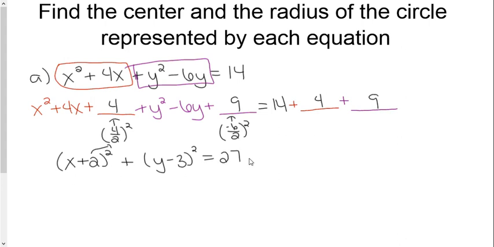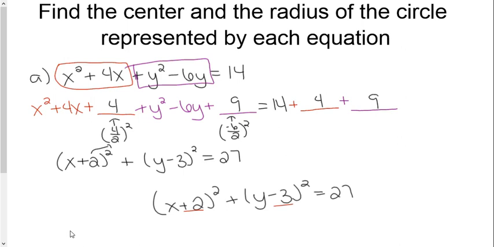So here we have it. Here we have our equation. So our final answer after we're all done is x plus 2 squared plus y minus 3 squared is equal to 27. So what we need to do from here is find the center and the radius. To find the center, we look at these two numbers right here. We take the positive 2, and when we put it in the center, we flip it, so it becomes a negative 2. And our negative 3 becomes a positive 3.